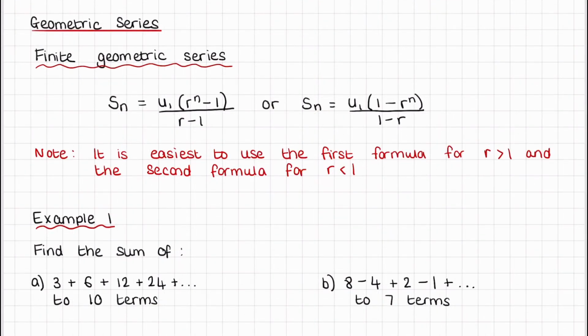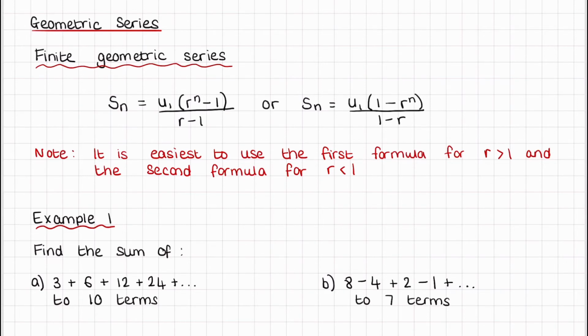And now geometric series. We have 2 different types: a finite and an infinite. In the finite geometric series, there are these 2 formulas. If you look at them, they are pretty much the exact same thing. It's just the 1 and the r are the opposite way around. You can use either of these formulas. Generally, it's easiest to use the first formula if r is greater than 1, and the second formula if r is less than 1, because it means you get rid of any negatives, but it realistically doesn't matter.